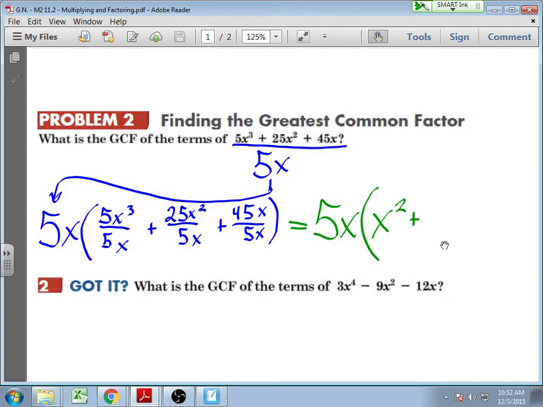McKenna, what'd you get when you did 25x squared divided by 5x? 5x. Yeah, just 5x. And then 45x divided by 5x, Kale? 9. Notice the index or the power of everything I started with has been reduced by 1. Because we divided by an index of 1, every index in my original expression will go down by 1.